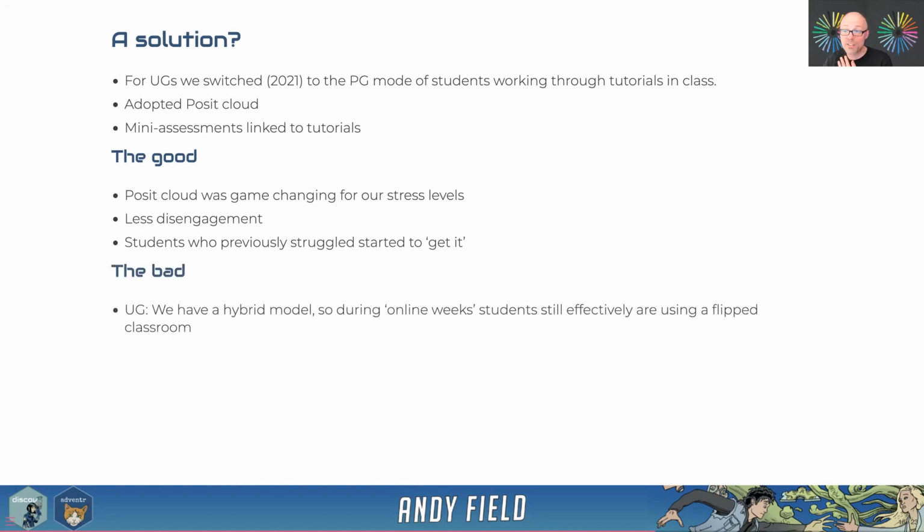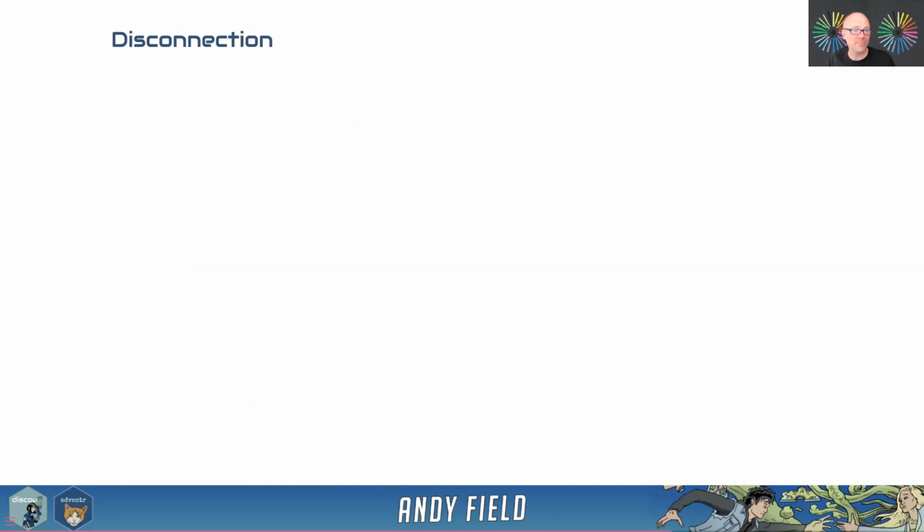We still, for undergrads, have a hybrid model. Because we have so many students, they have a week where they're supposed to be in class, and a week where they're off, doing it online. Again, that's still conducive to students disappearing without a trace, but I don't think that's anything to do with learnr. I think that's to do with a broken higher education system.